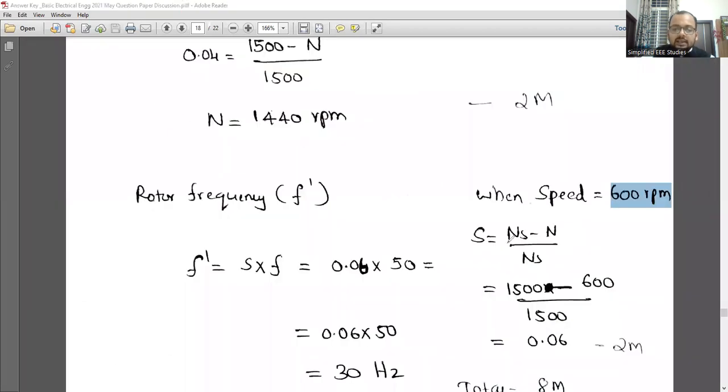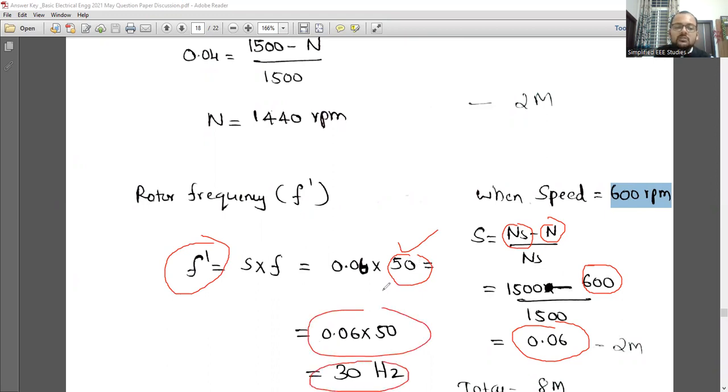Instead of N, I'm substituting 600. Synchronous speed will be the same only, 120 F by P, that is 1500. Therefore, slip will be how much? 0.06. Rotor frequency has to be calculated corresponding to this data. F dash equal to S into F. Slip will be taken as 0.06. Supply frequency does not change, 50 Hertz only. Multiply both, and you'll be getting the rotor frequency of induction motor equal to 30 Hertz.